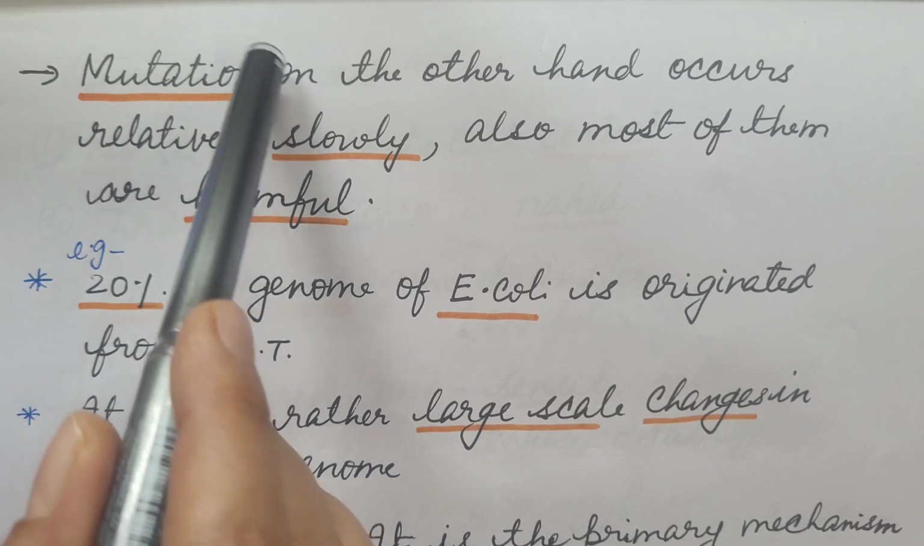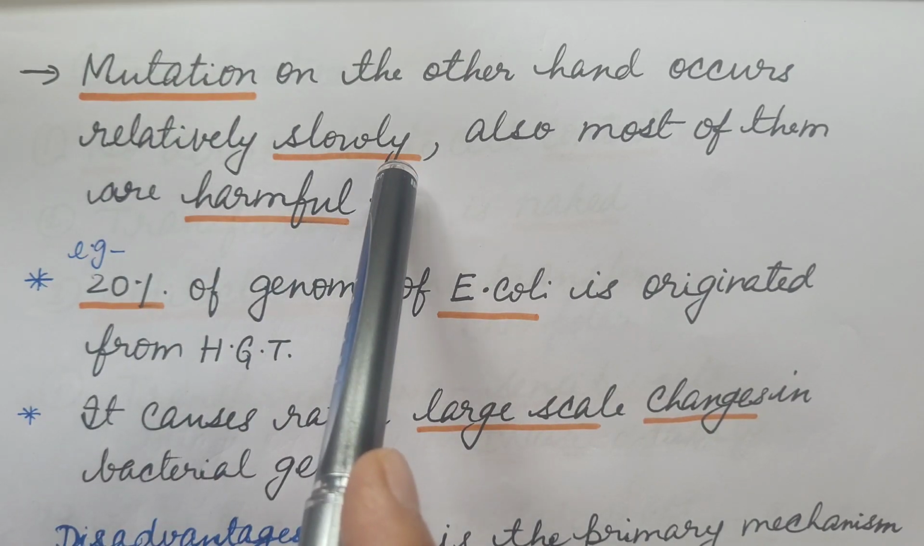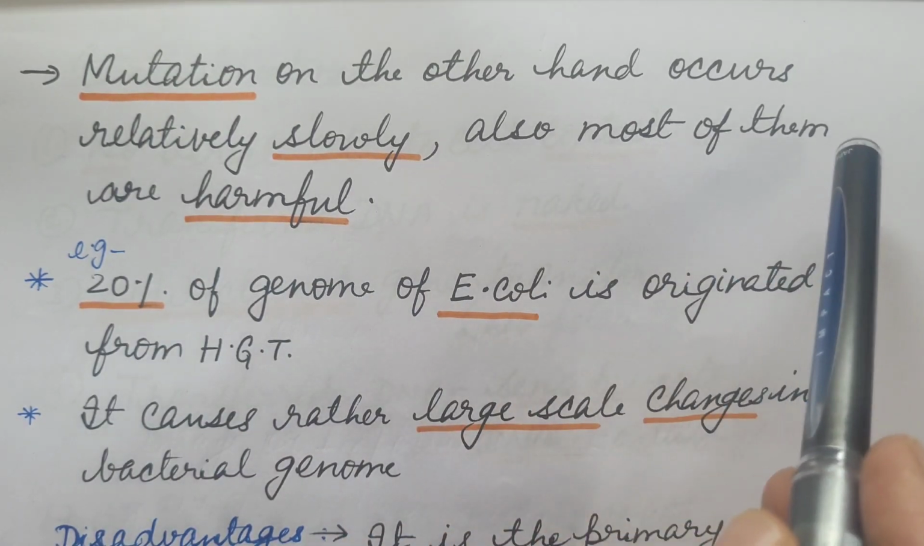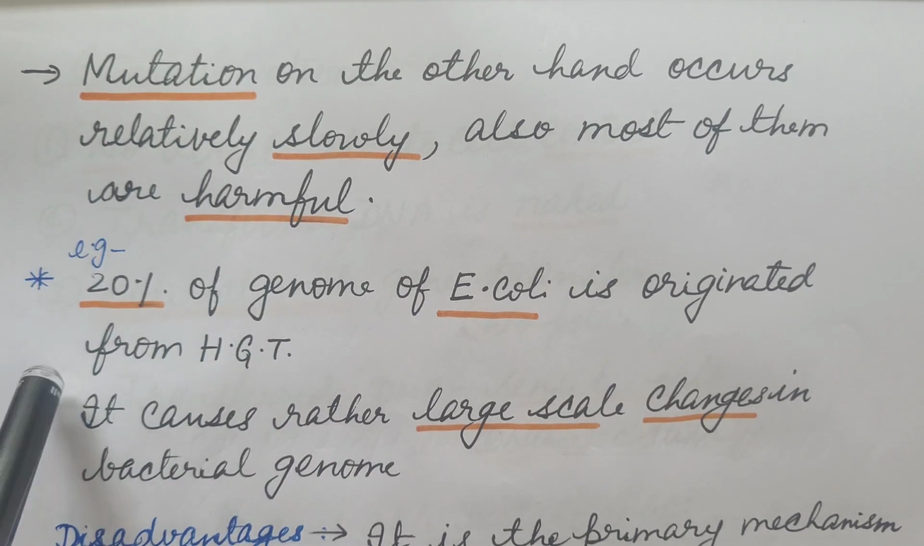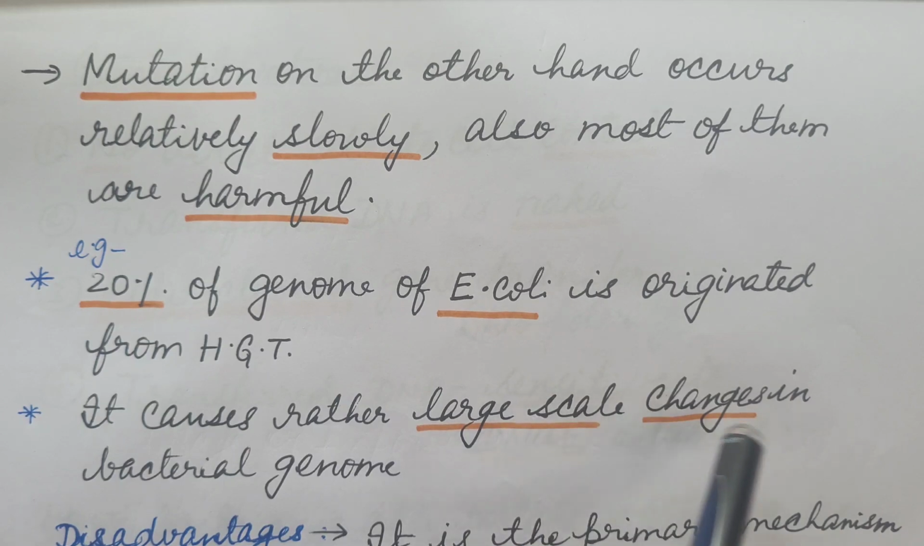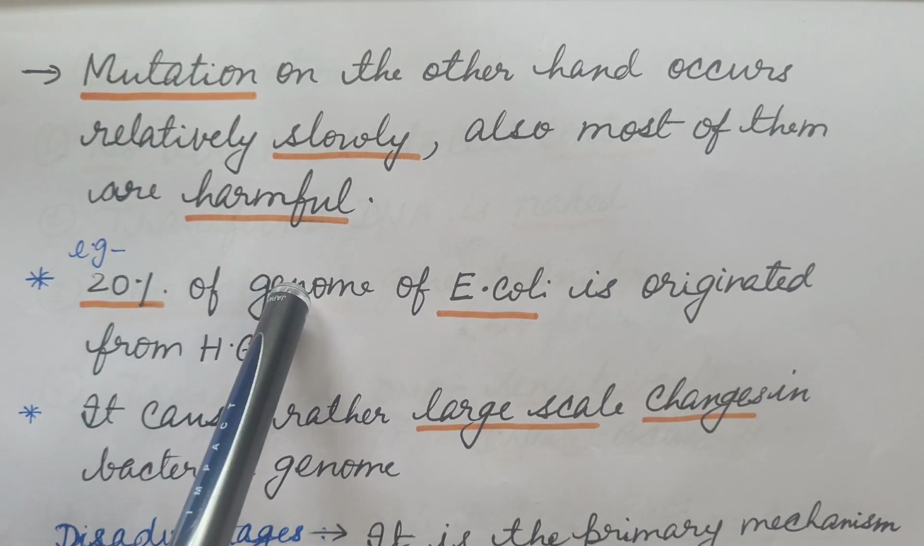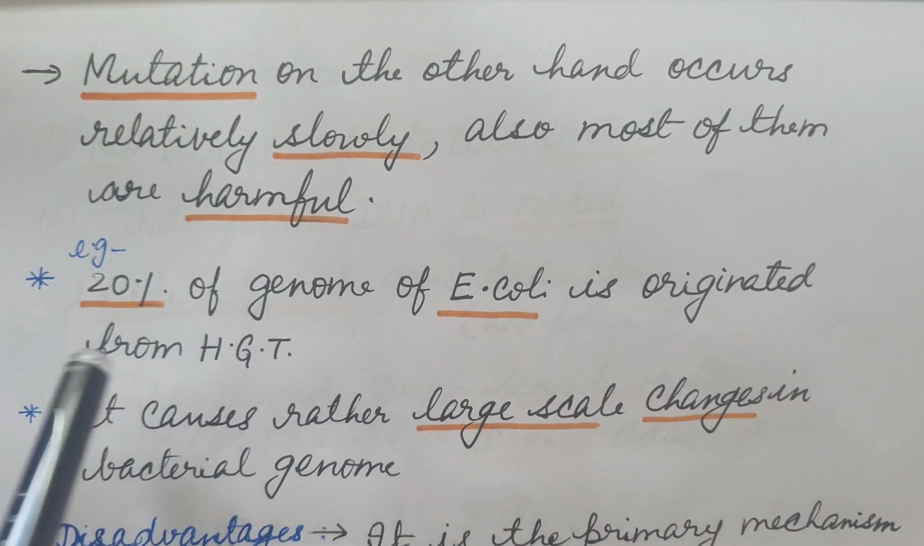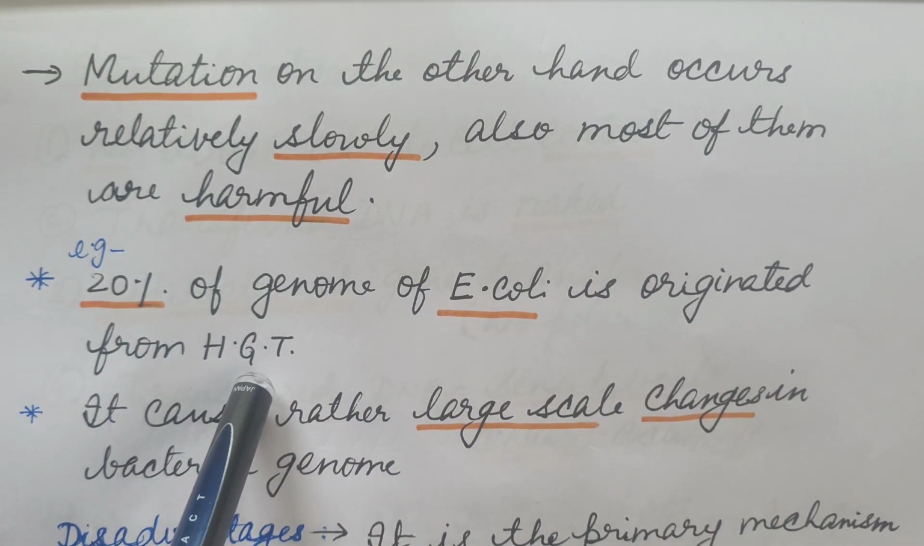On the other hand, mutation occurs relatively slowly. Also, most of the mutations are harmful. Horizontal gene transfer, on the other hand, causes large-scale changes in bacterial genome. Example, 20% of genome of E. coli is originated from horizontal gene transfer.